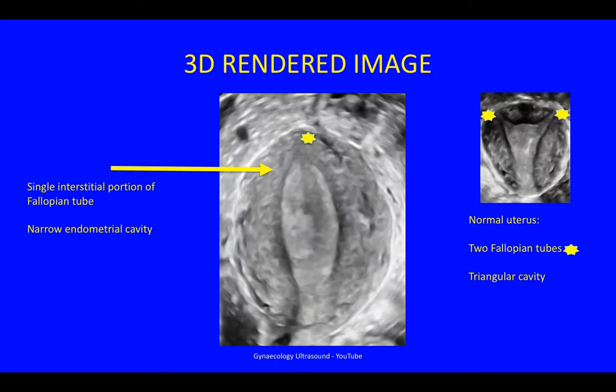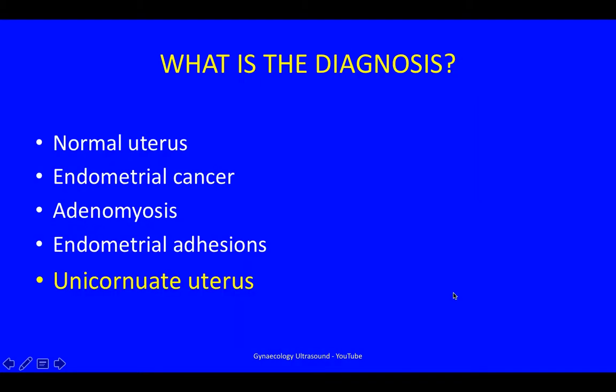On 3D, this is what the uterus looked like. You can see that there's a single portion of fallopian tube. This is the interstitial portion of the fallopian tube. The endometrial cavity is narrow. This is what a normal uterus looks like, with a nice triangular endometrial cavity with 2 fallopian tubes. These are the interstitial portions again. Looks quite different. This was a unicornuate uterus.